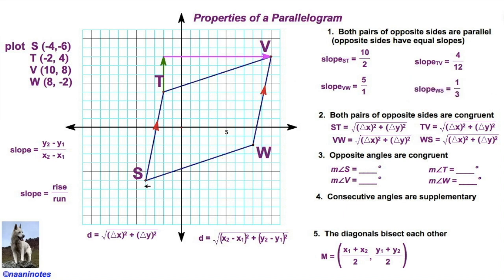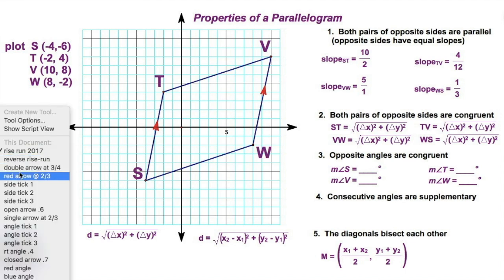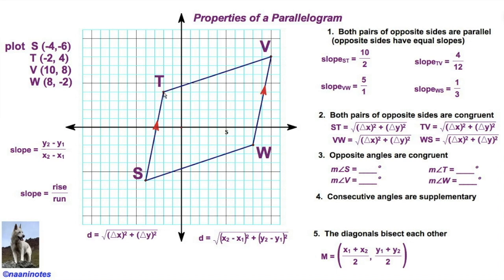So again, you can do the rise over run thing, or you can go back to your formula here, but verify that those two slopes are the same. I got a slope of 1/3 there. I've got a slope of 1/3 there. And that's the very definition of a parallelogram: both pairs of opposite sides are parallel.